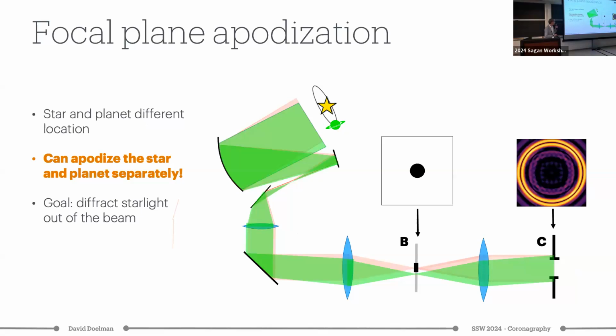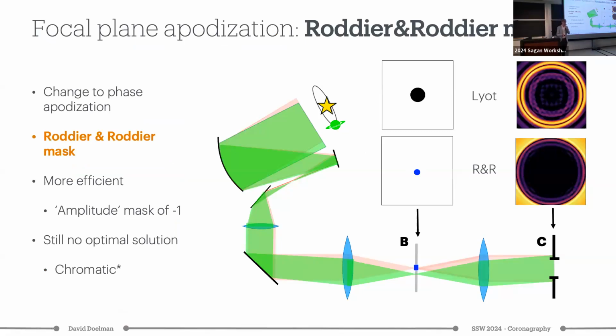Sorry. Okay, so can we apodize in the focal plane? Can we apodize the star and the planet separately, like we saw for the Lyot mask here? The goal here is to diffract the light out of the beam like you saw here. And the first thing we can do, of course, is change our amplitude mask to a phase mask and ask ourselves, is this more efficient? So this is now a Roddier and Roddier mask, a Roddier and Roddier coronagraph, where it's more efficient because we have this amplitude of -1. But it's still not an optimal coronagraph, and it's still chromatic.